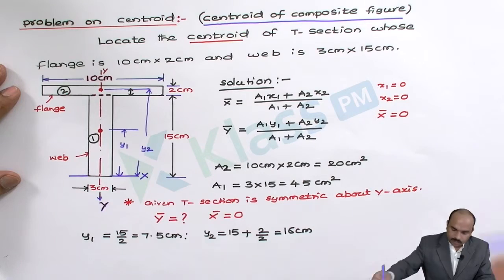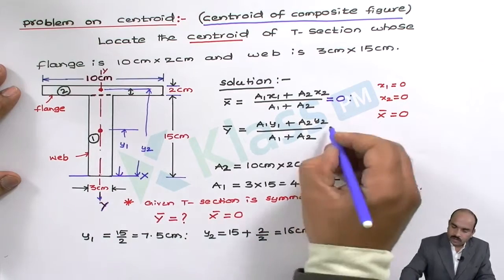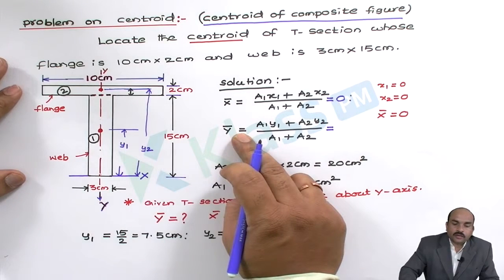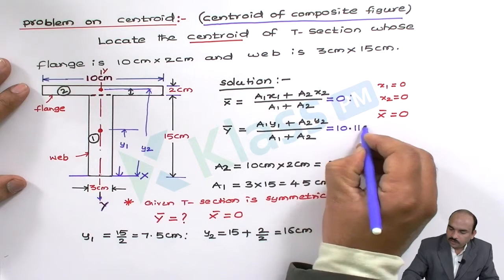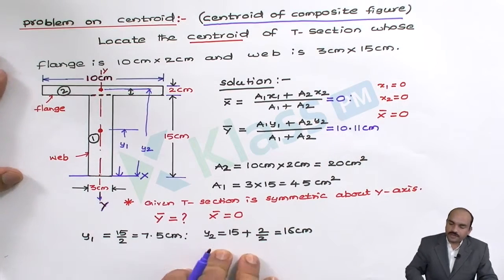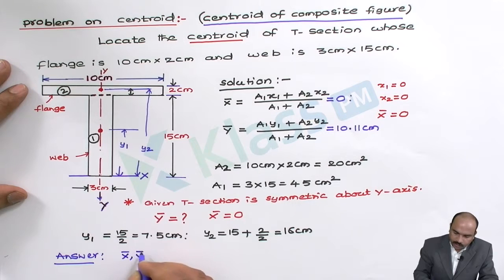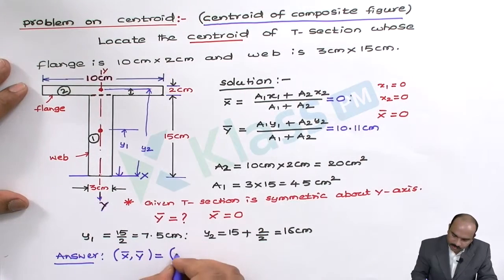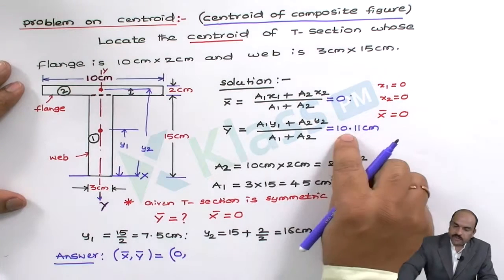Now substitute all the values. So x bar is 0. Substituting all the values in the y bar formula, I am getting y bar as 10.11 centimeters. So this is the answer I am getting. Now the answer is x bar comma y bar is the centroid of the given diagram. So x bar is 0, then y bar we are getting as 10.11.